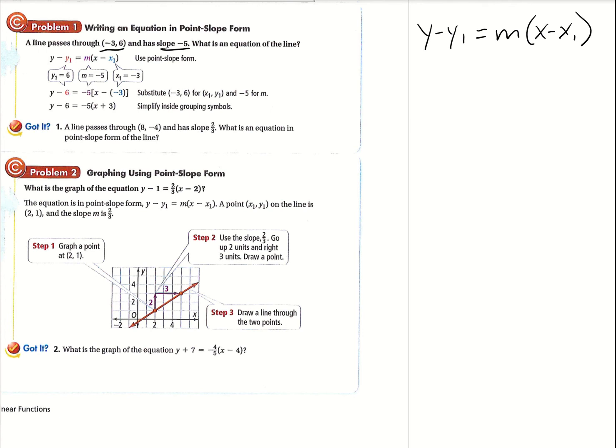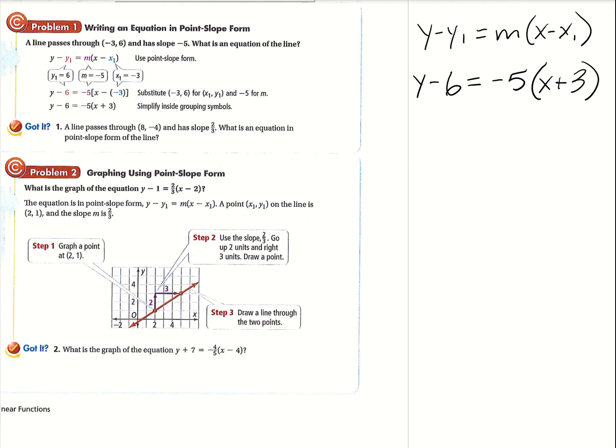Just like with slope-intercept form, y and x will stay the same, and then we do have our y1. y1 is just the y coordinate of our point, which is 6. Then m is our slope, which is -5. x stays the same, and then our x coordinate for our point is -3. Since it's -3, we're going to add 3, because subtracting a negative is addition. So we have y minus 6 equals -5 times the quantity x plus 3, and that is your equation in point slope form.